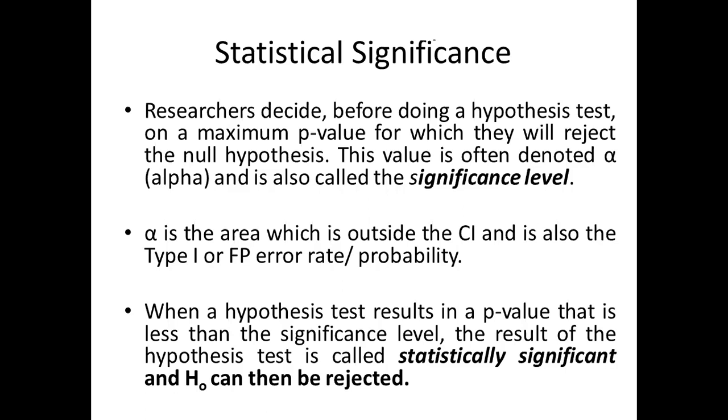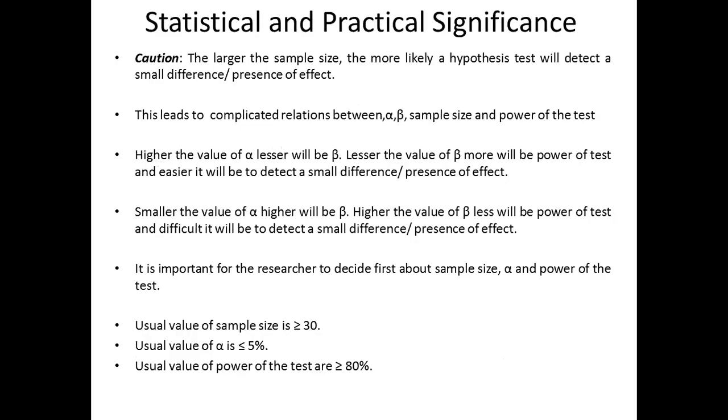So these alpha values or alpha levels have to be defined before the hypothesis testing. When a hypothesis test results in a p-value that is less than the significance level, the result of the hypothesis test is called statistically significant and H naught can then be rejected. But there's a caution over here.